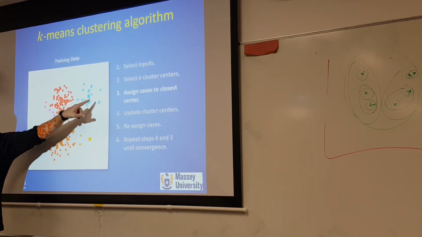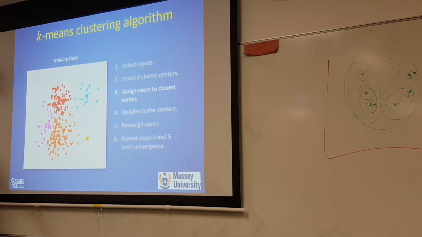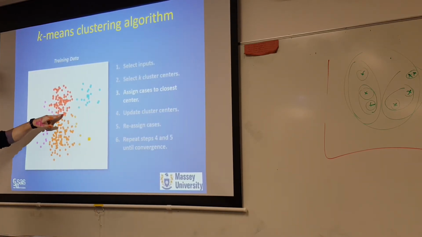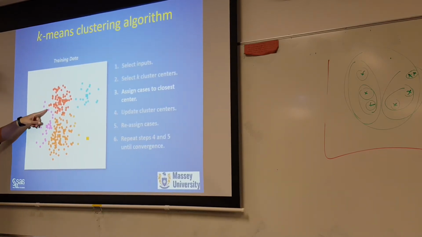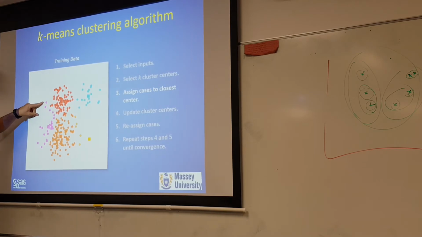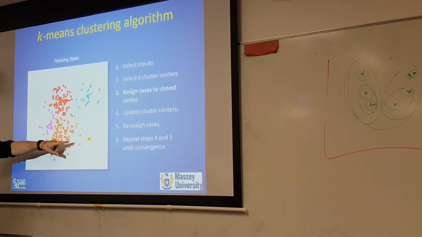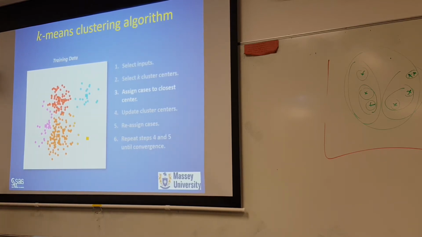So these data points are obviously closer to the blue center than anywhere else. These points are closer to the red center. All of these data points are closer to the pink center. You'd think that one was closer to the red, but it is what it is. Then orange and yellow. Okay, so that's great, but that's not your final answer.